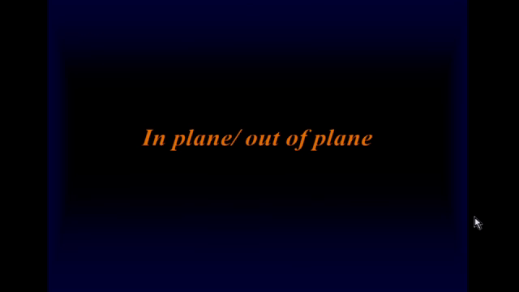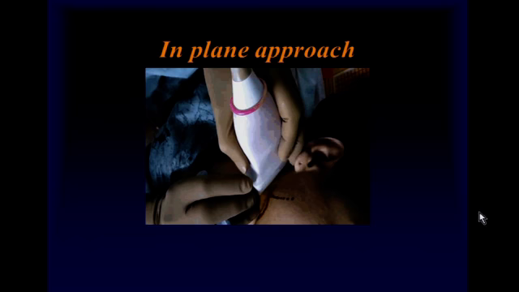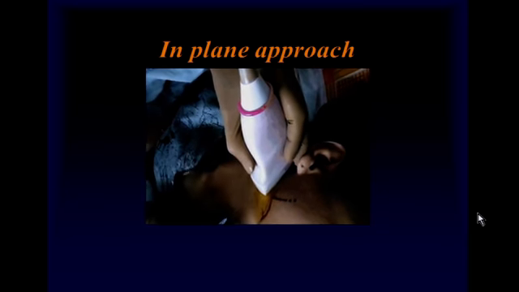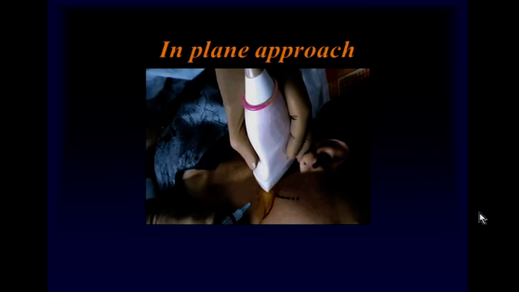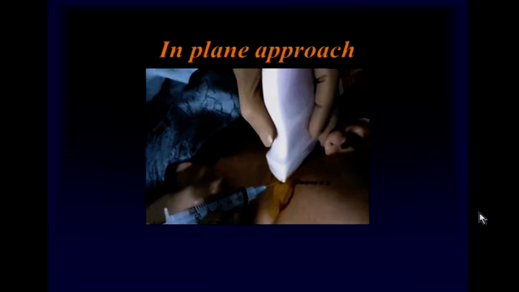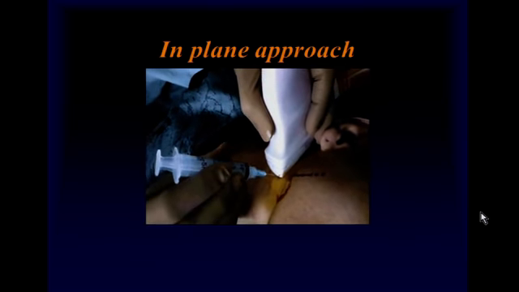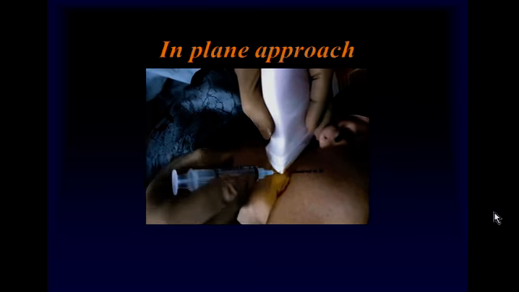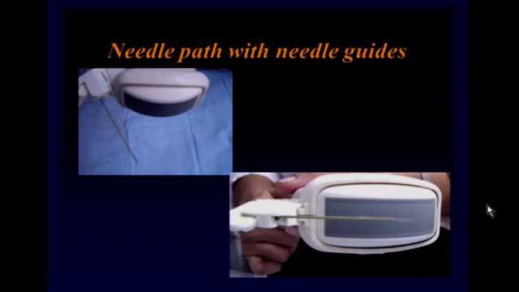There are two types of approaches, in plane and out of plane. When we do an in plane approach, the needle goes within the beam from a distance away from the probe. So that's the needle being placed, and as we insert the needle, it will go within the beam of the ultrasound.